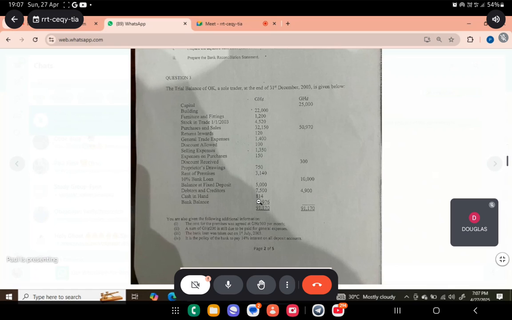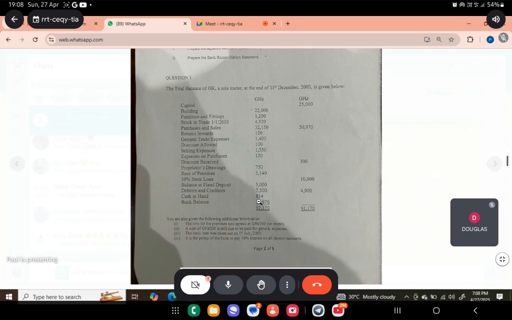Please, you understand? Now, the second one says that a sum of 200 cedis is still due to be paid for general expenses. Now, due means owing. It means that they are owing general expenses of 200 cedis. The accrual concept comes in. Accrual concept says that we should add owings, we should less prepaids. So this owing will be added to the general expenses and also treated as an expenses owing, which is a liability.